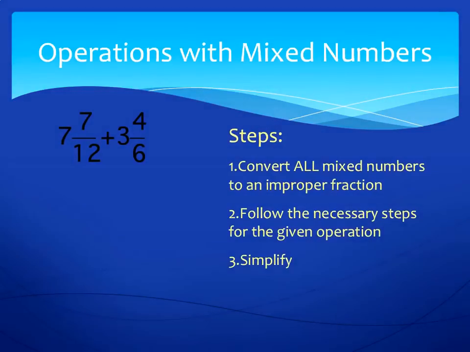All right, finally, the last section of this lesson 3 is to actually work with problems that have mixed numbers in them. And our steps are listed here. The very first thing you're going to do is to convert all mixed numbers to improper fractions. All right, so let's go ahead and do that. I'm going to use my check mark method, 7 times 12 plus 7. That's kind of how that's going to work.